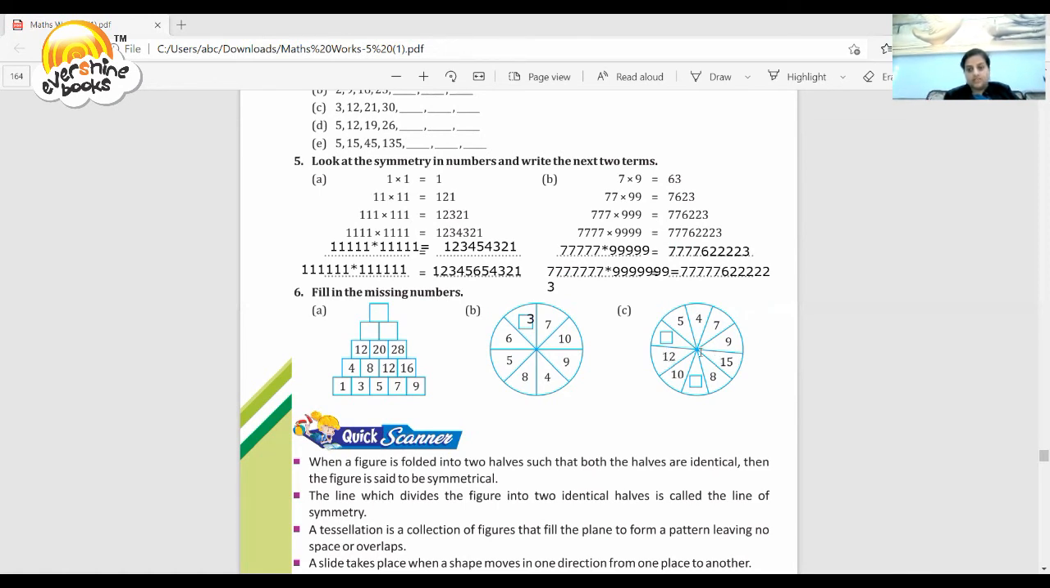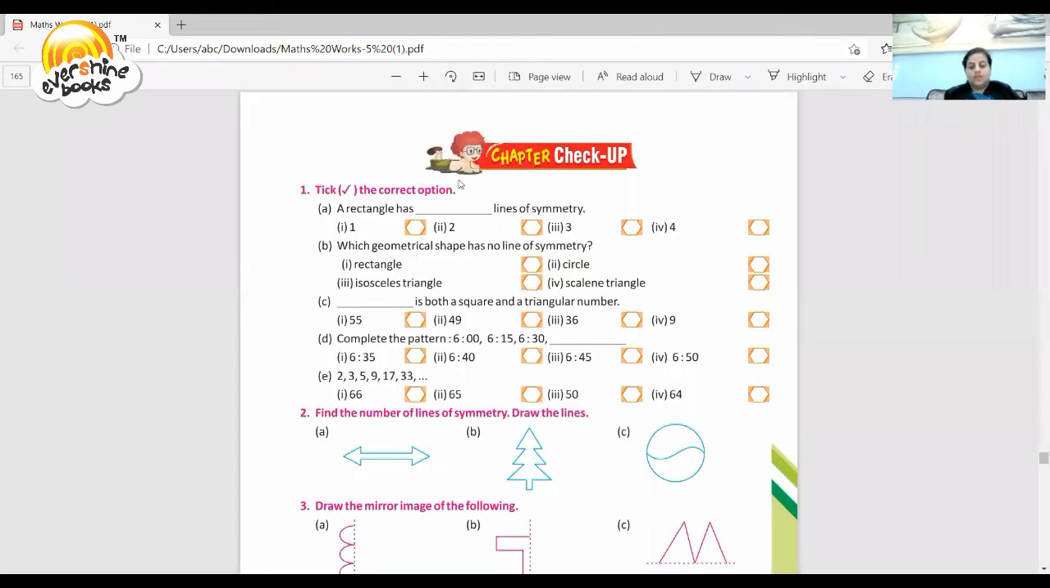Okay, so the answer will come like this, 9 plus 9 and 18 is coming. Then here it is coming 14. Okay, likewise we have done this exercise 14. Now we will be doing chapter checkup.